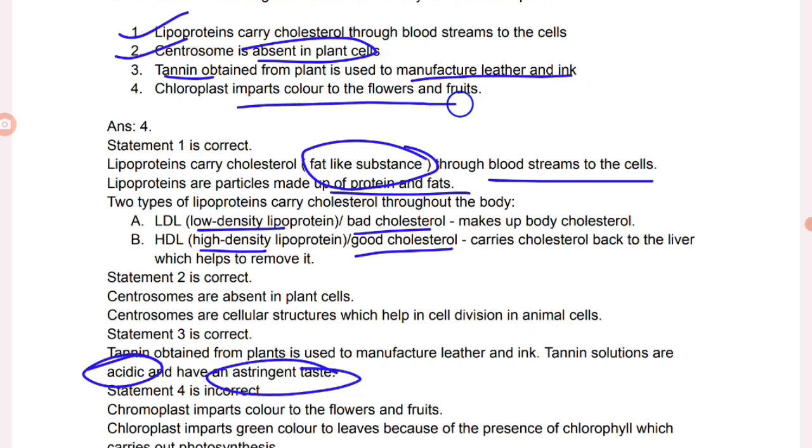Chloroplast imparts color to the flowers and fruits. No, chloroplast imparts green color. So this is provided to leaves and not flowers and fruits. Okay?